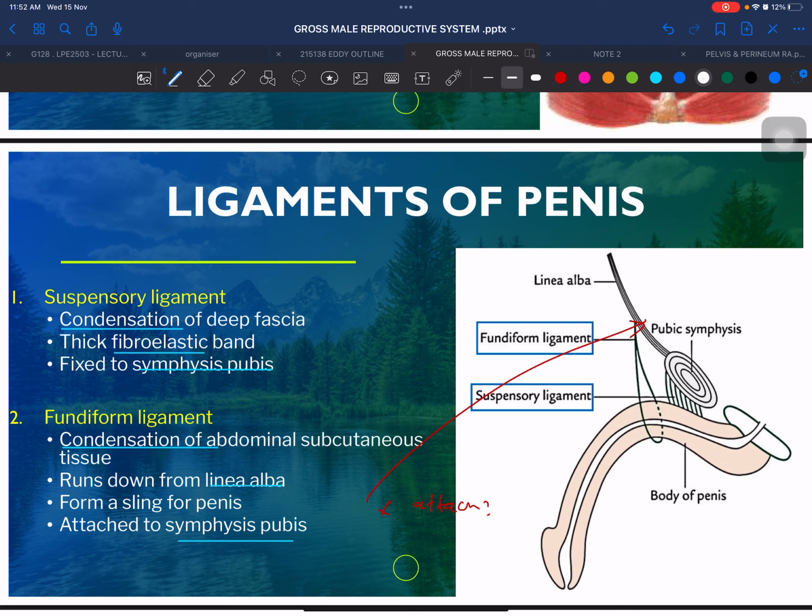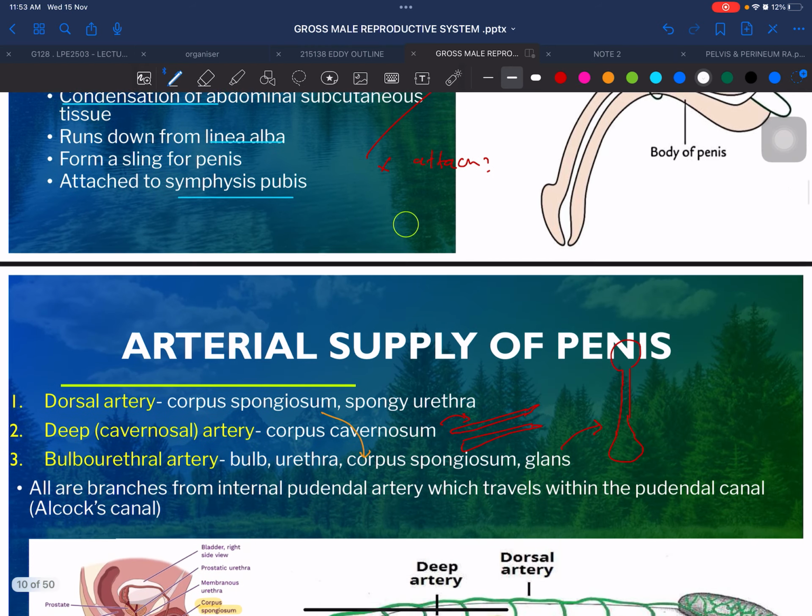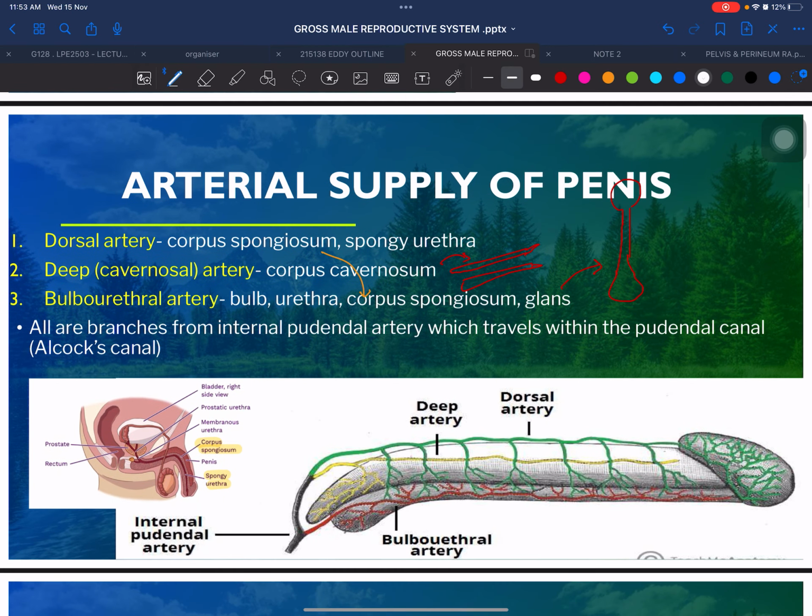Okay, so what is the arterial supply of the penis? The dorsal artery supplies the corpus spongiosum and the spongy urethra. The deep artery supplies the corpus cavernosum, and also the bulbourethral artery supplies the bulb, the urethra, the corpus spongiosum, and the glans of the penis. Okay, all are branches from the internal pudendal artery. They travel in the Alcock's canal.